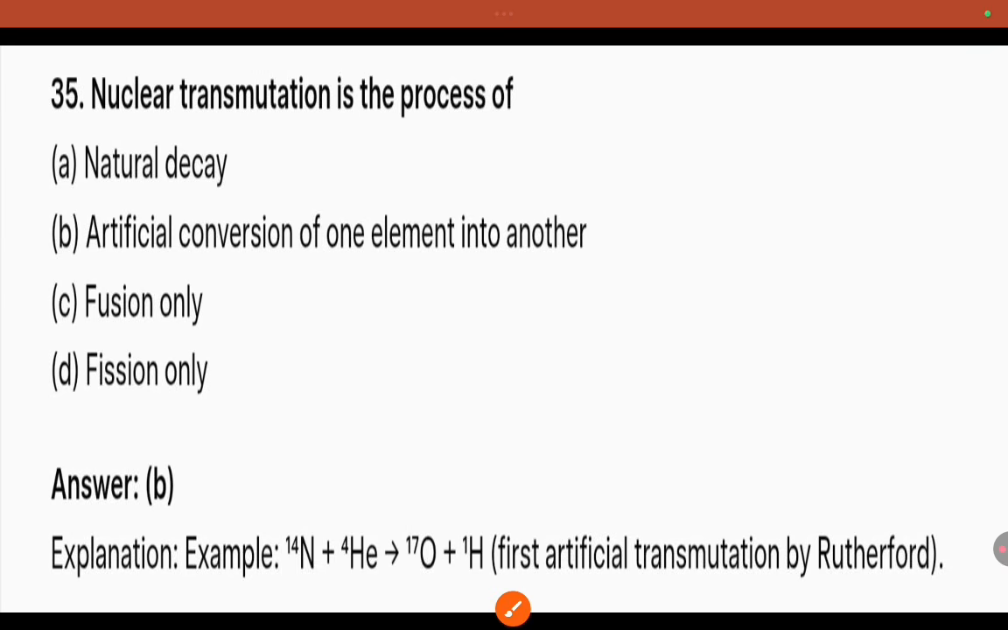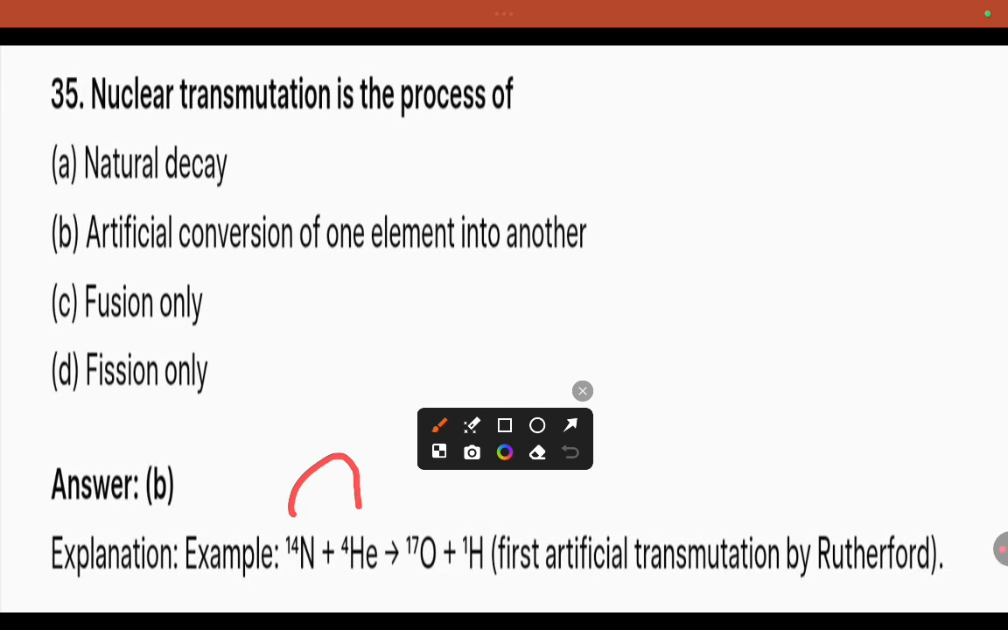Nuclear transmutation is the process where, whenever nitrogen is bombarded by helium, nitrogen converts to oxygen. This is called artificial transmutation. This was discovered by Rutherford. So nuclear transmutation is a process of artificial conversion of one element into another.